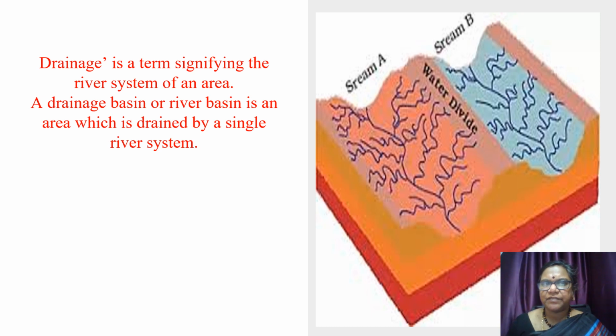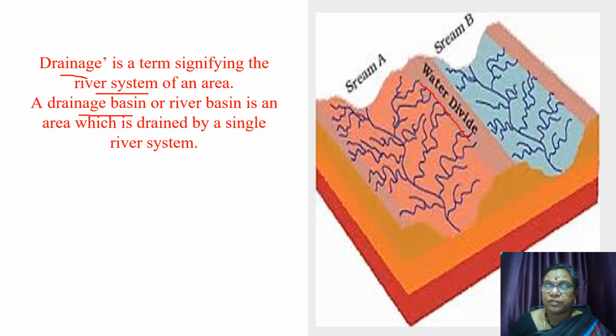Basically, in this slide we are going to define and learn a few terminologies: what is meant by drainage, what is meant by a river system, what is meant by a drainage basin, and also what is meant by a water divide. Okay. The term drainage describes the river system of an area.